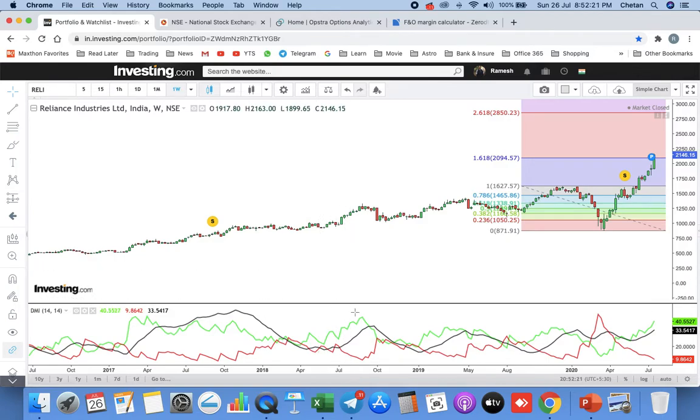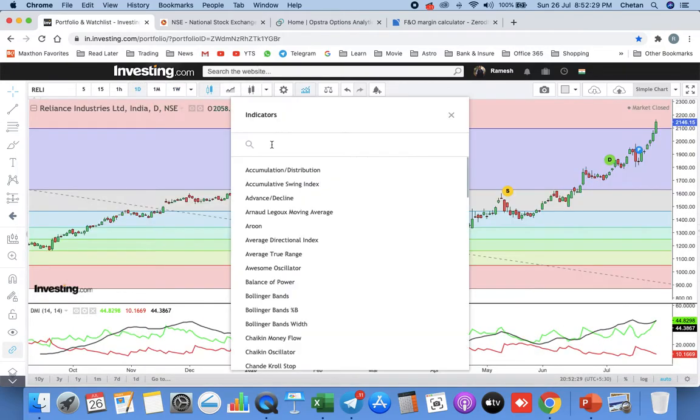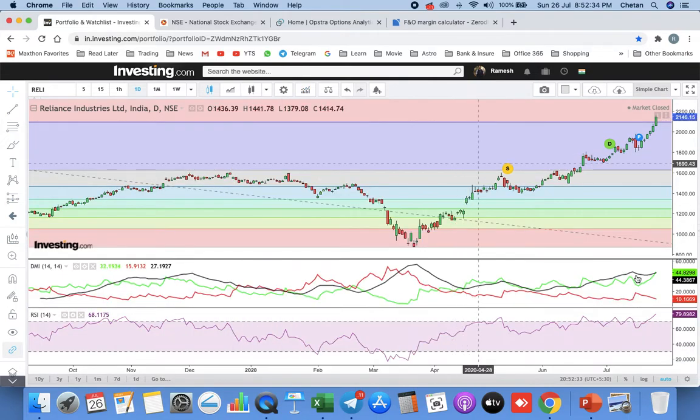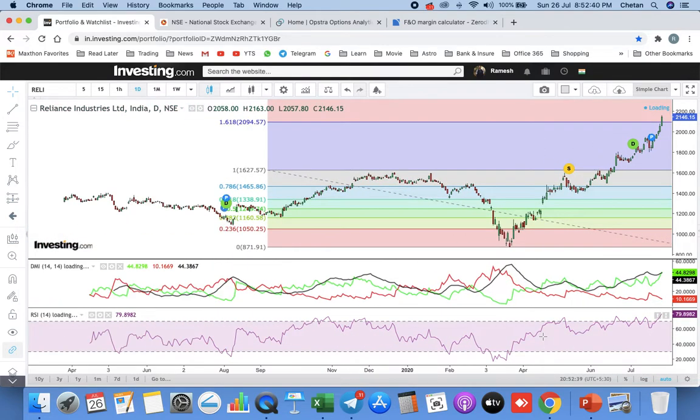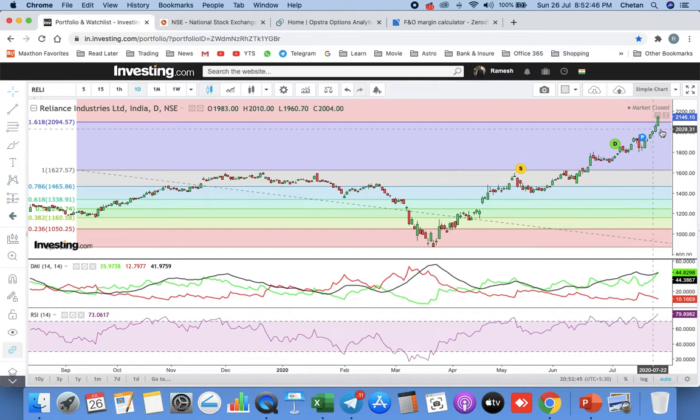The reason is that the RSI is at a very high level. The first reason is RSI. Let us plot the RSI in daily time frame. It is completely heated up, at 80 levels. Most of the time 80 is the high level for Reliance, and it has to reverse from 80 levels. It cannot go beyond that, and if it goes, it cannot sustain. So there is a high chance that this breakout of the 2094 level will not sustain and has to return.